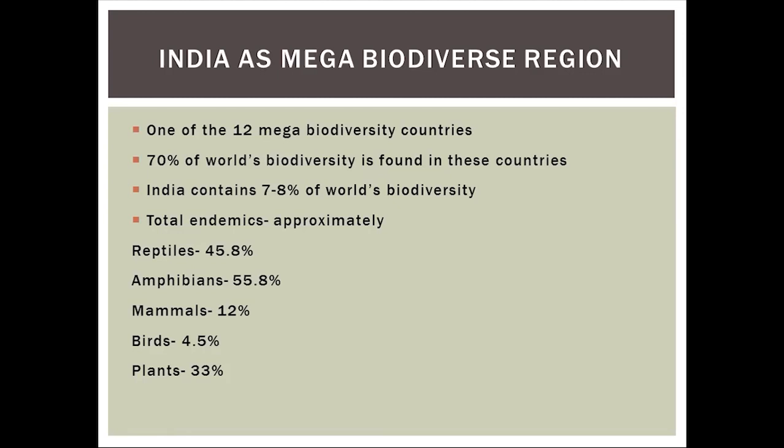Okay, so can you imagine how much species diversity will be there in these countries? 7 to 8% of the world's biodiversity is found in India. Indian flora and fauna show affinity with Malaya, China, Tibet, Japan, and Europe, Australia, Africa.